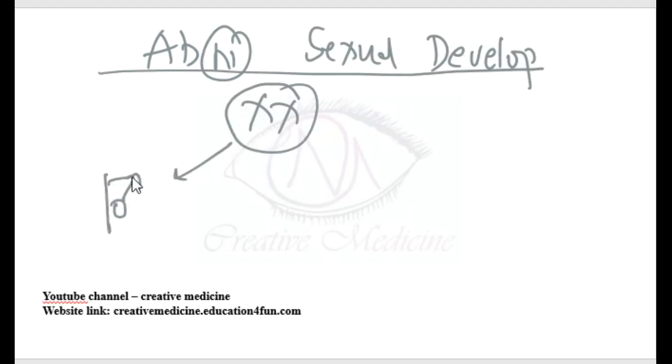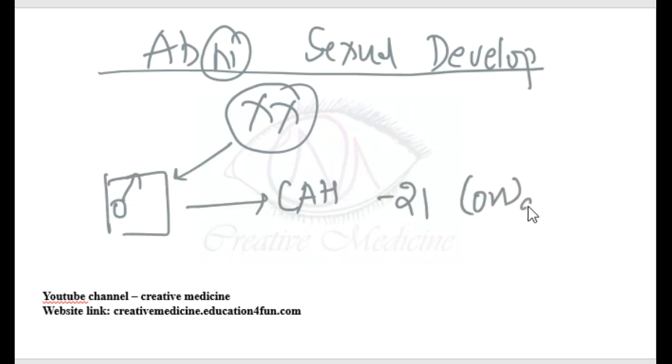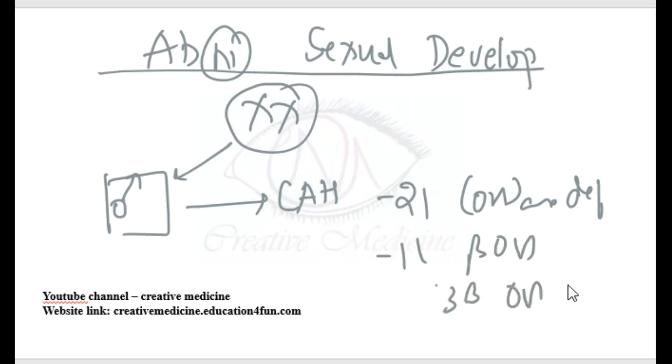First, the most common cause is congenital adrenal hyperplasia, which is caused by 21 hydroxylase deficiency, 11 beta hydroxylase deficiency, or 3 beta hydroxysteroid deficiency. Most common is 21 hydroxylase deficiency. Second, true hermaphrodite or ovotestis. This can also occur.